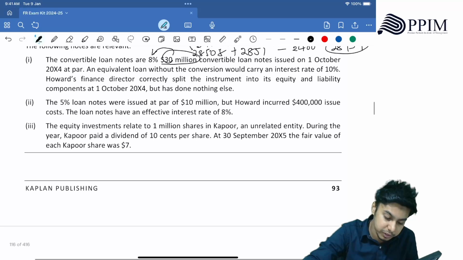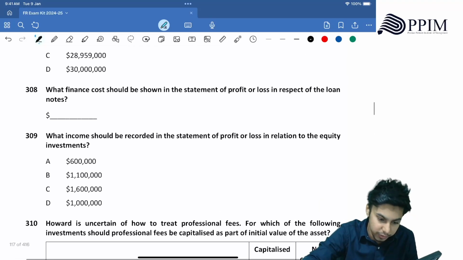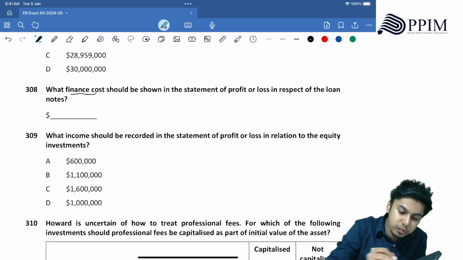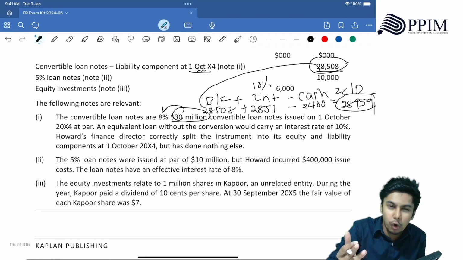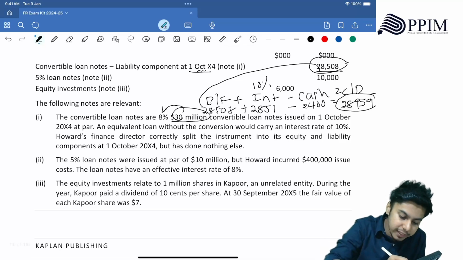Okay, let's go for the next question, guys. What is the finance cost that should be recorded for the other loan? Okay, guys, listen. Finance cost means interest, no? Loan, again, amortized cost. Right, now they're asking for this loan. Okay, let's start one more time.